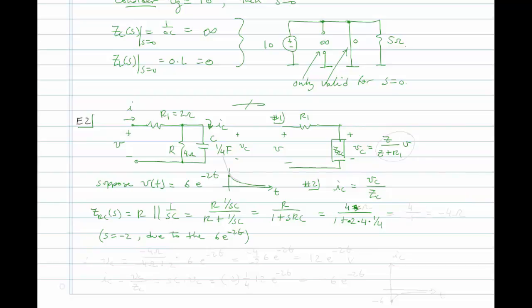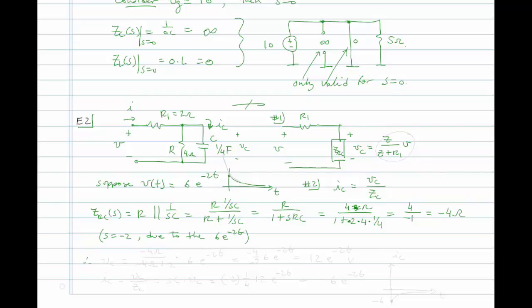I'll just drop the units here for the moment. Okay, then we'll have 4 over, looks like we'll have 1 minus 2. So we'll have minus 1. So we have minus 4 ohms for ZRC.